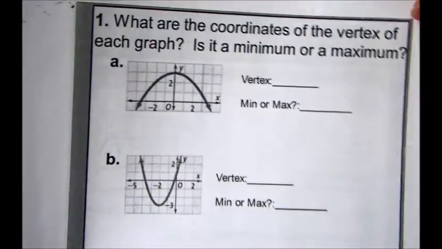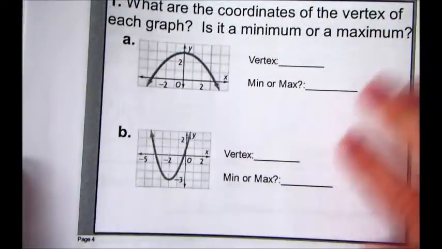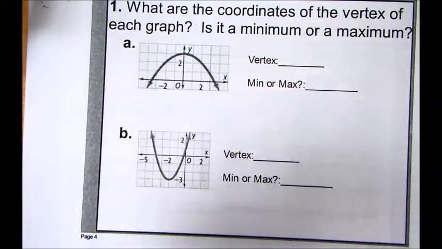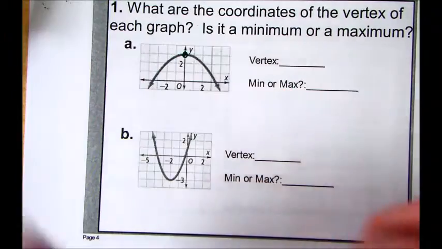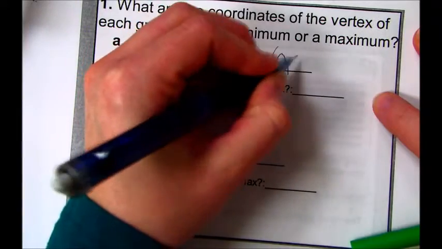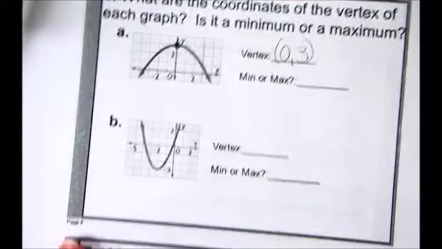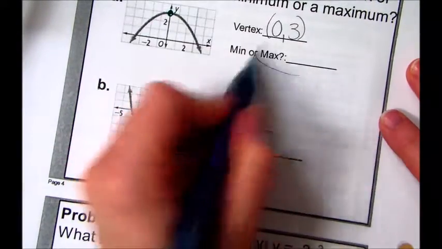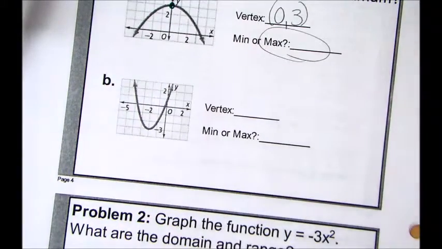Let's try problem 1 again, a different type. What are the coordinates of the vertex? Min or max? So the very tippy top point I see on this one is right here. It happens at (0, 3), over 0, up 3. And since it is a top point, it is a max.